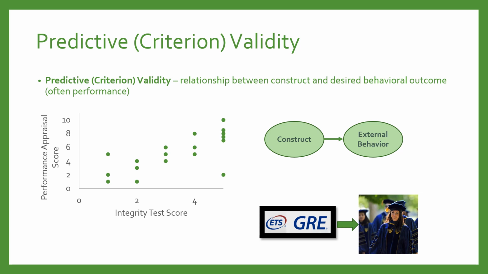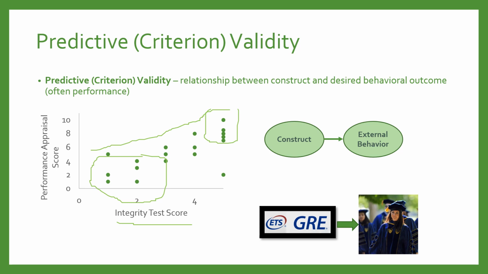So for instance, you see here we've got integrity tests, kind of like on that measure we looked at earlier, and performance appraisals. Here you see a strong positive correlation where those with higher integrity test scores tend to have higher performance, and those with lower integrity test scores tend to have lower levels of performance, but there is some variation there. But I would say that this has some criterion validity. Those test scores are predicting performance.